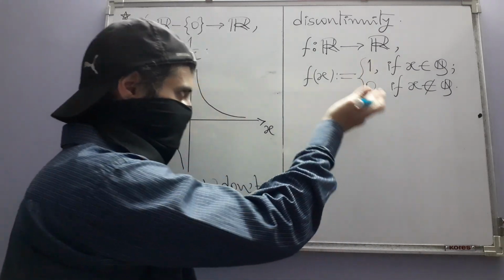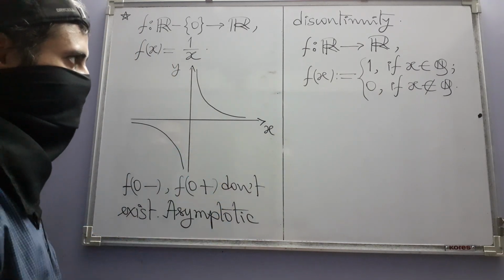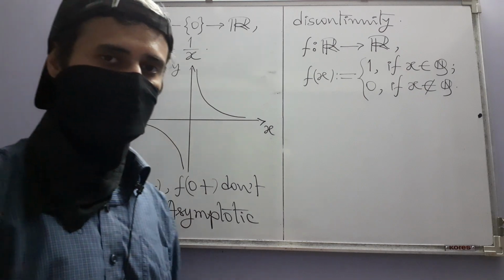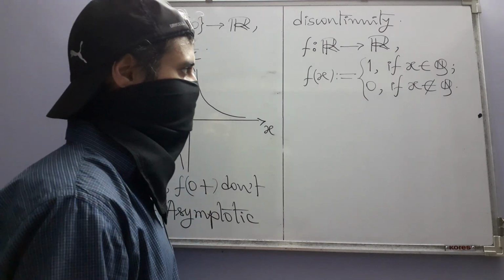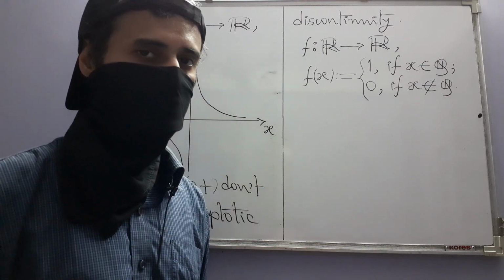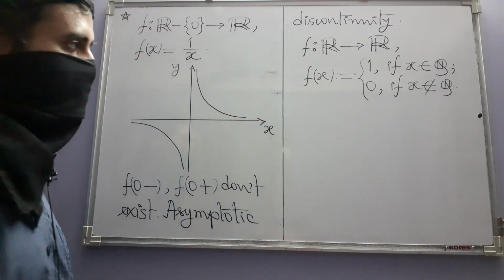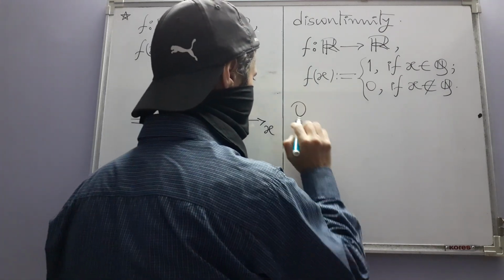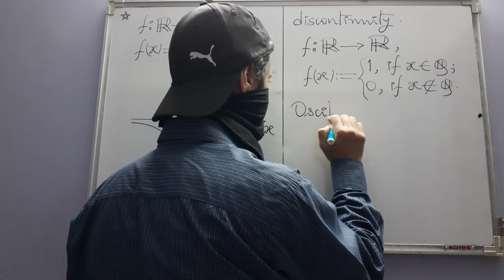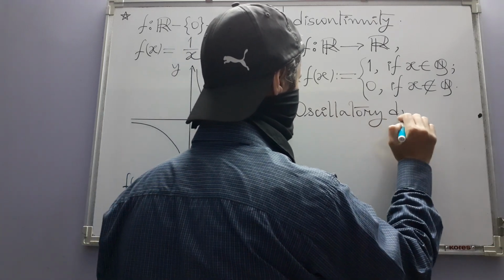But still the function is bounded. It does not have this kind of behavior. It is so bad and pathological, I am using this term because you cannot even attempt to draw any graph. So this is another kind of discontinuity, oscillatory discontinuity.